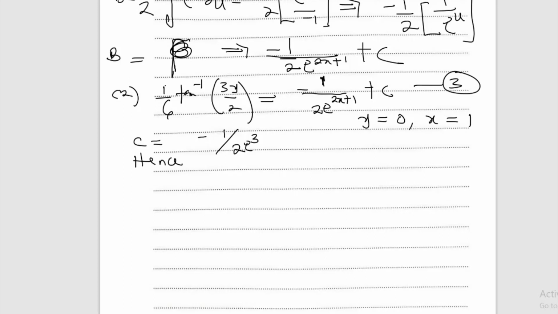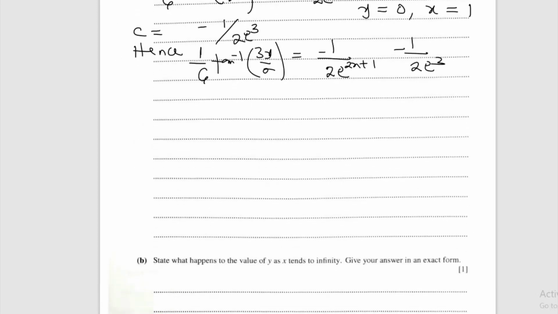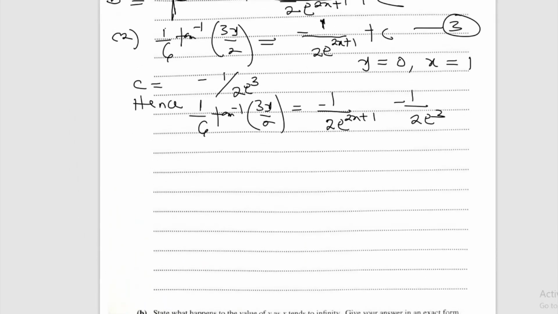So we have 1 over 6 arctan 3y over 2 equal to minus 1 over 2e raised to the power 2x plus 1, minus 1 over 2e raised to the power 3. But the question asks us to express y in terms of x. That's to make y the subject of the formula.